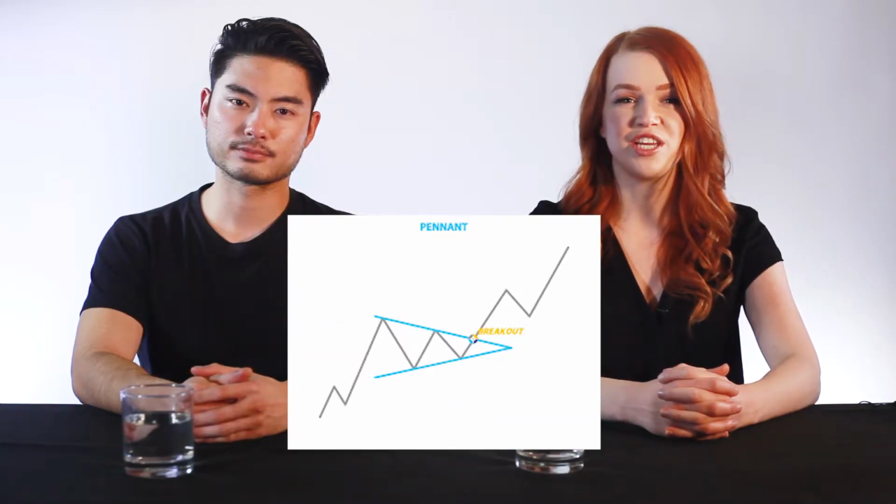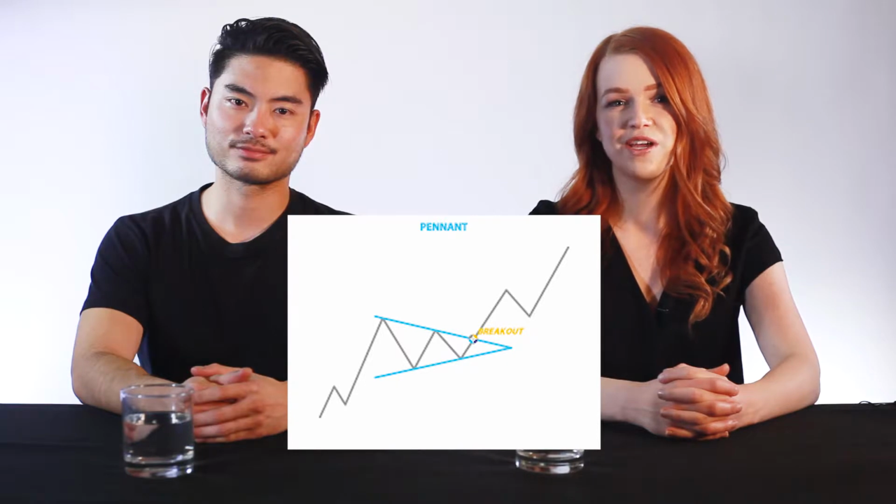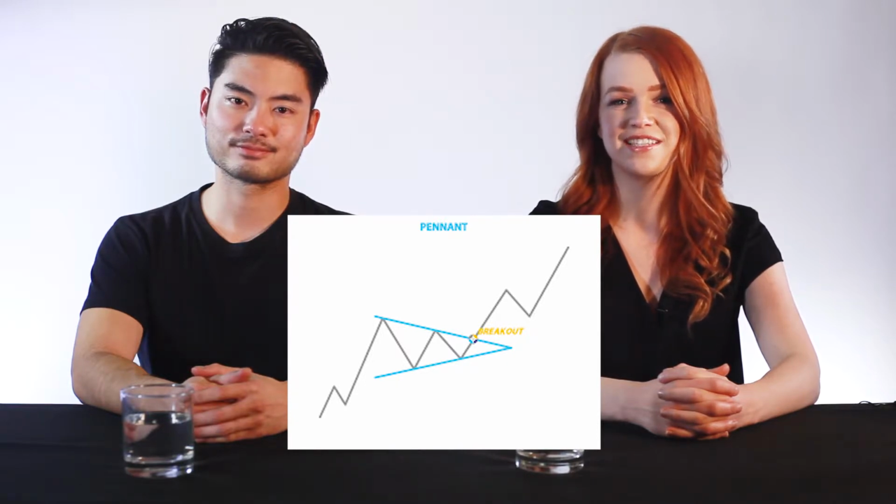The pennant. A pennant is created when there is a significant movement in the crypto, followed by a period of consolidation. This creates the pennant shape due to the converging lines. A breakout movement then occurs in the same direction as the big price move.